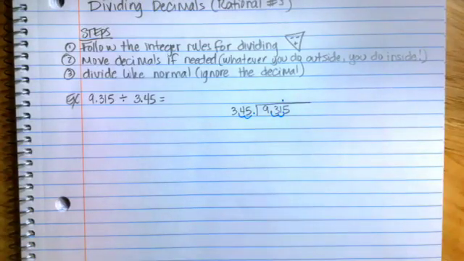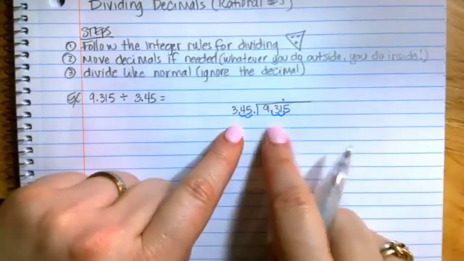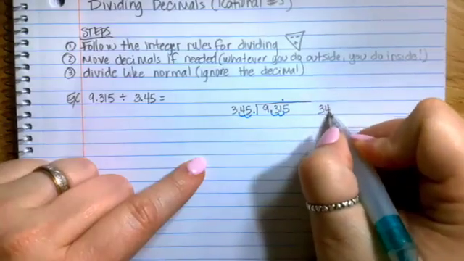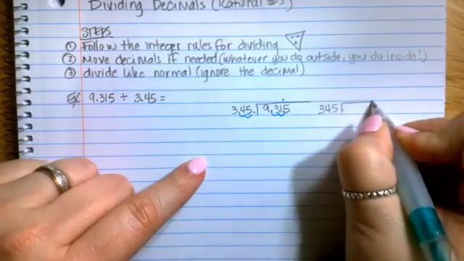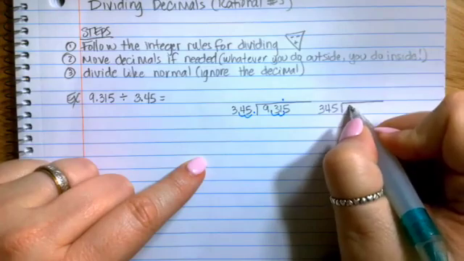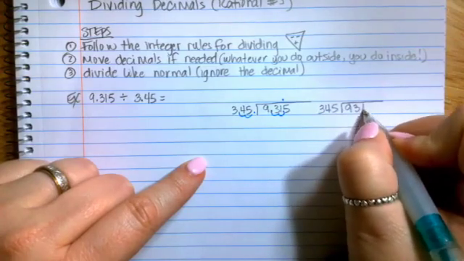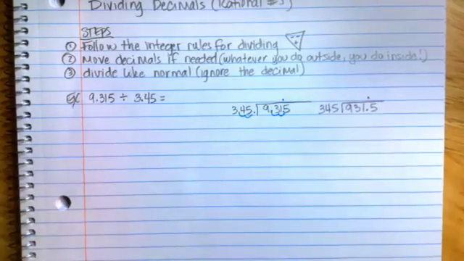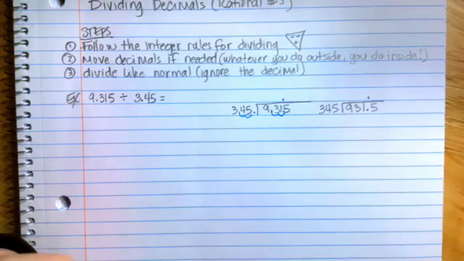Now, sometimes people like to rewrite this so it doesn't look so confusing. Okay, so we'll just rewrite it. So 345 is going to be dividing into 931.5. Bring your decimal straight up. It has its new home. Now you can totally forget about it. All right, next up, start dividing.